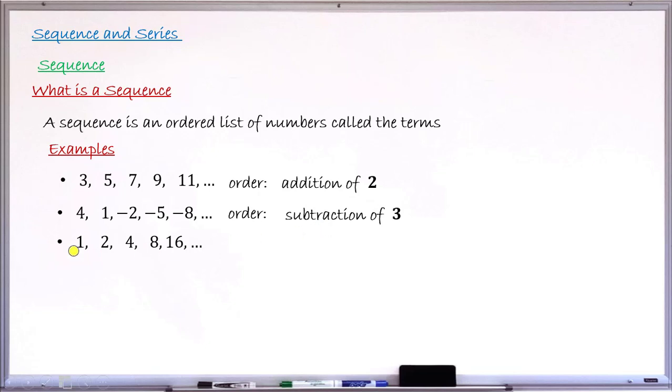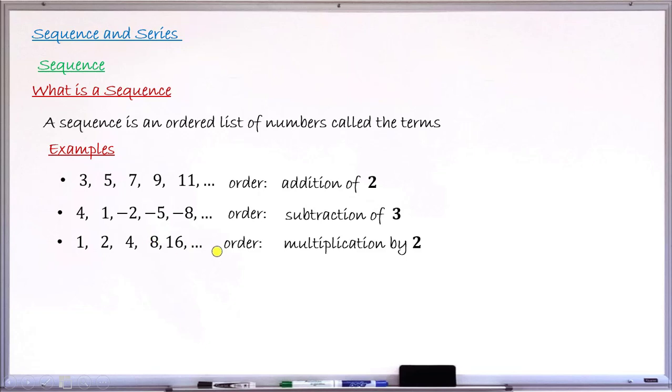Another example, you have 1, 2, 4, 8, and 16. This one, there is an order. Also, the order in making this list is multiplication by 2. 1 times 2 gives you the next term, which is 2. 2 times 2 gives you the next term, which is 4. 4 times 2 gives you the next term, which is 8, and so on.